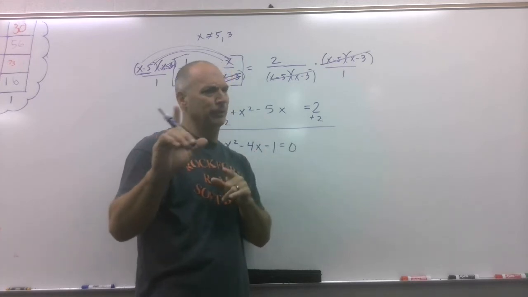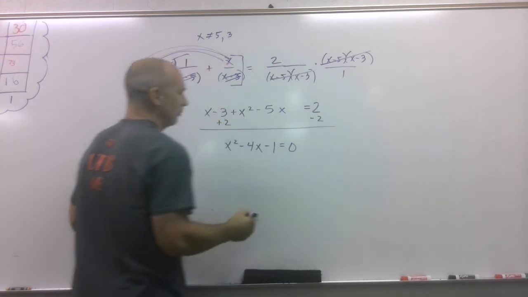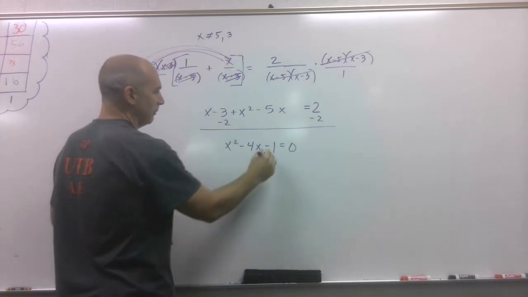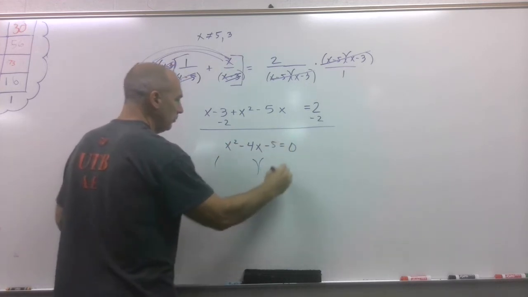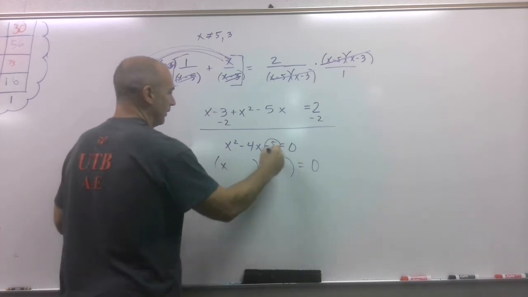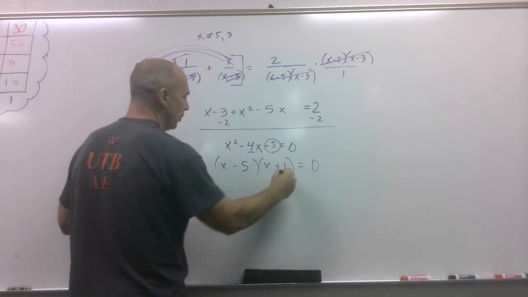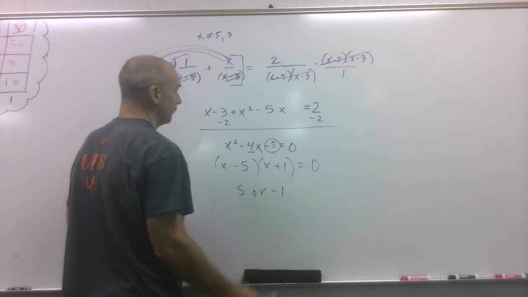So I'm like, wait a minute. Look at it. Why did I add 2 there? I'm supposed to subtract 2 to get rid of it. Did anybody else pick up on that? So that wouldn't be negative 1, it'd be negative 5, and then voila, you can factor this thing. So two factors of negative 5 that add to negative 4 are negative 5 and 1. So I get 5 or negative 1 for my solutions.